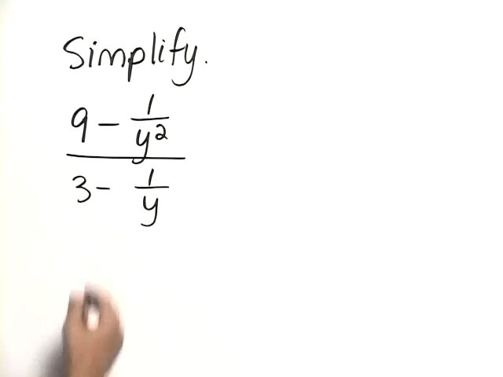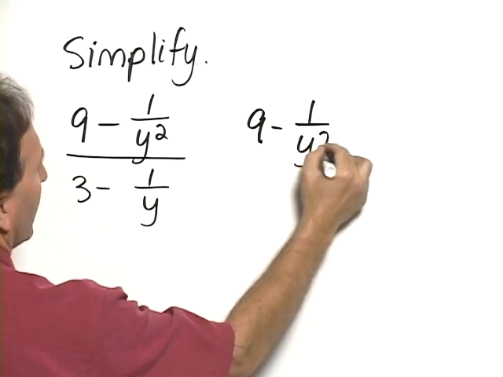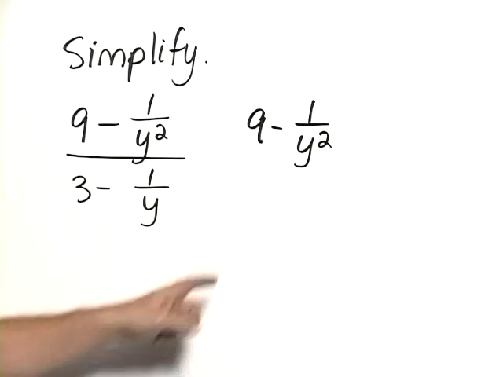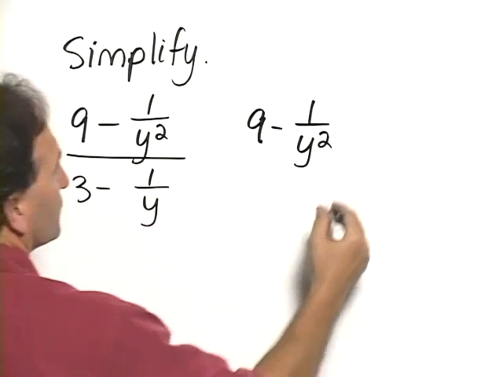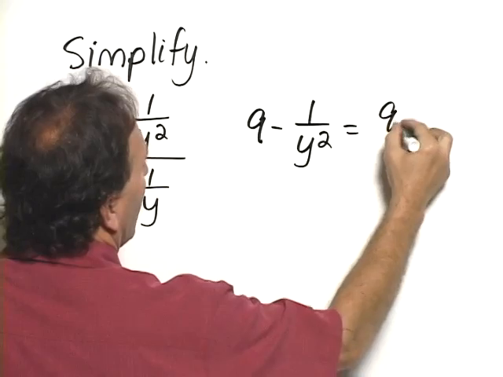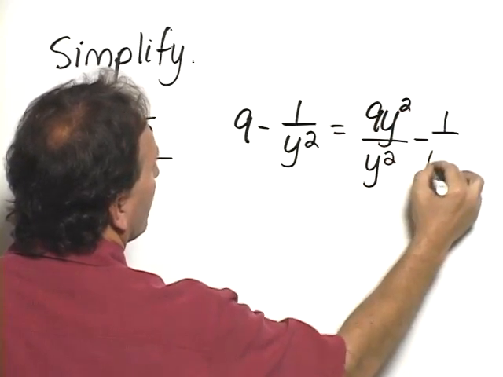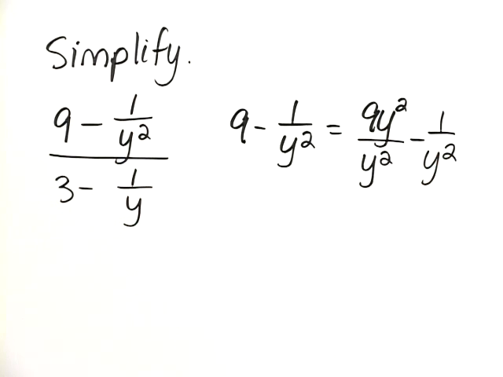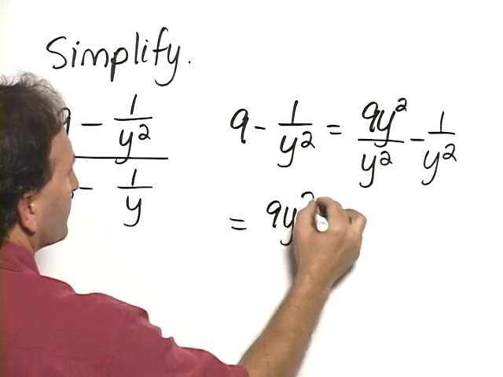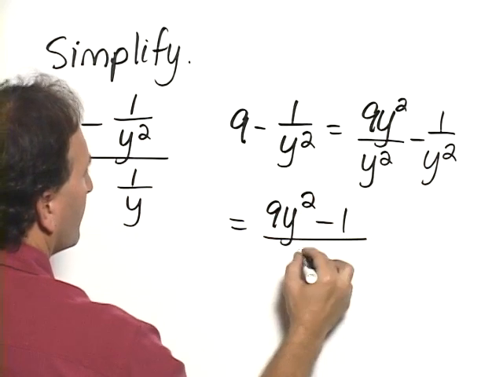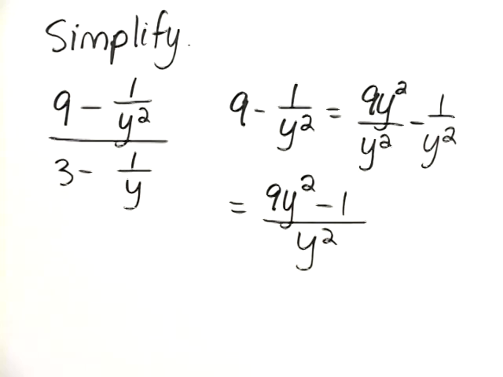So taking just the numerator, 9 minus 1 over y squared. We would have to get both of them over the denominator y squared. So this is going to be equal to 9y squared over y squared minus 1 over y squared. That's equal to 9y squared minus 1 over y squared. So that's just the numerator.